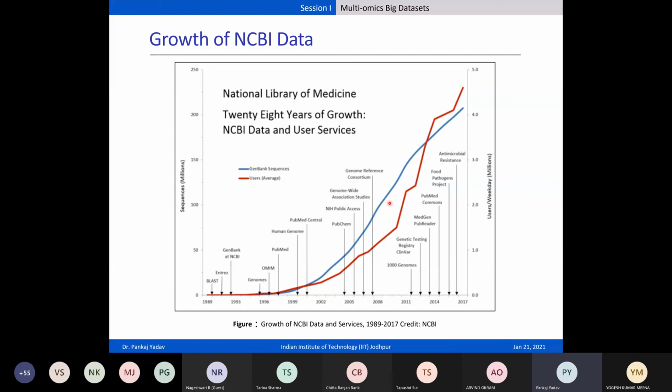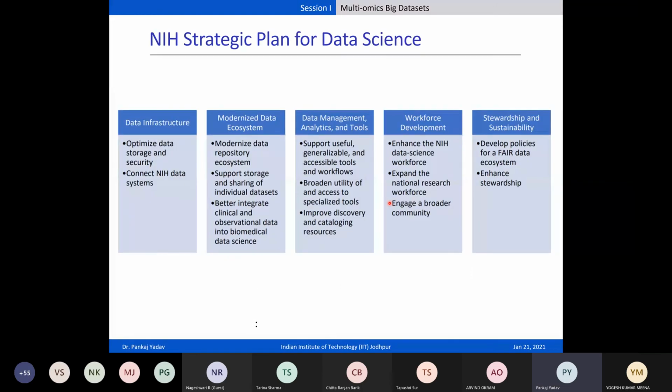So I think you already know this slide. I just want to show you this NIH strategic plan for data science, because data science in biology is also gaining a lot of importance. A lot of people are now moving towards this field and trying to pursue their career in it because the opportunities are really high. So they have come up with this strategic plan for doing any kind of data science work in this field.